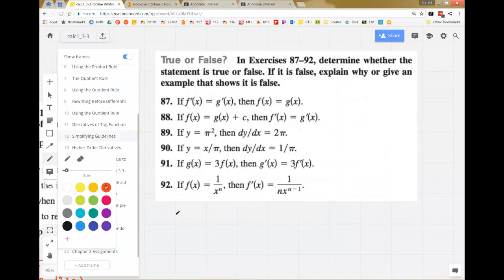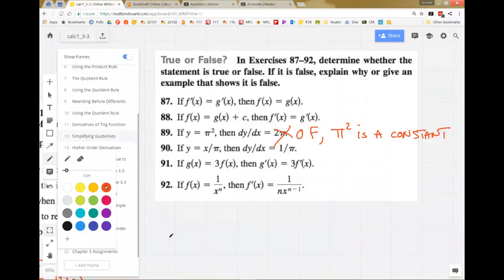And the reason it's false is pi squared is a constant, right? Isn't pi a constant? Well, then pi squared is a constant. And what's the derivative of a constant? 0. So that's why that one should be false.